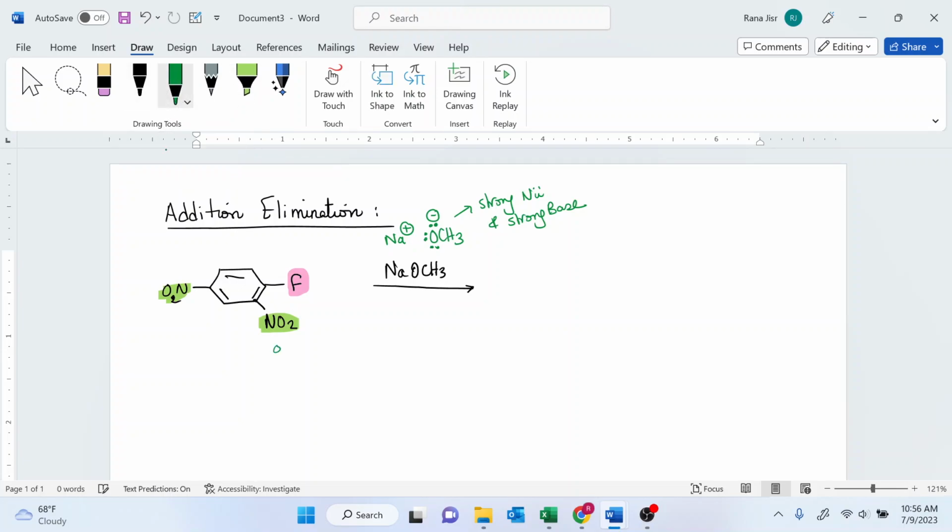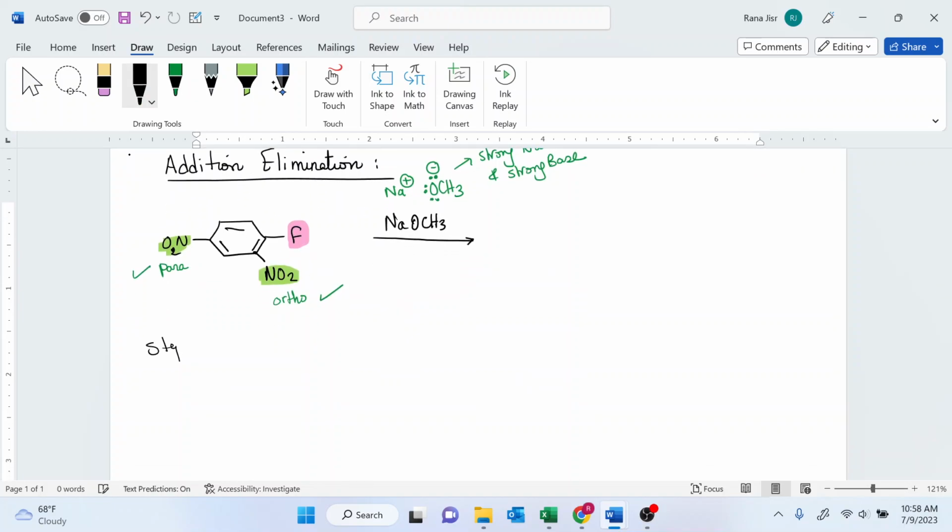So the NO2 here is on the ortho and the NO2 here is on the para. They should not be on the meta position for the reaction to happen. So here the reaction is going to proceed by addition, elimination.